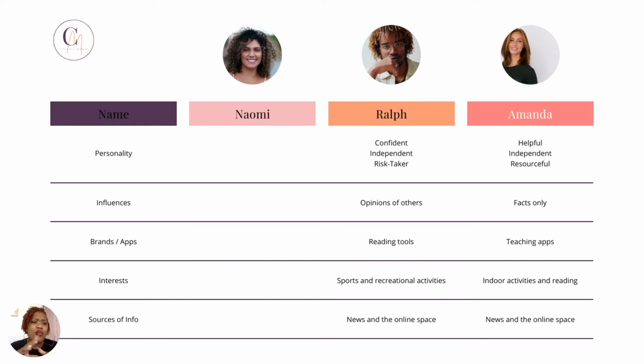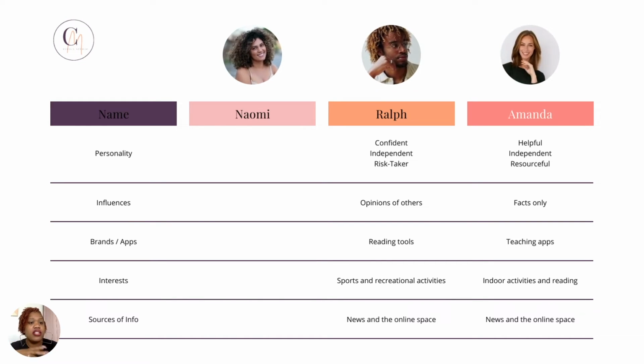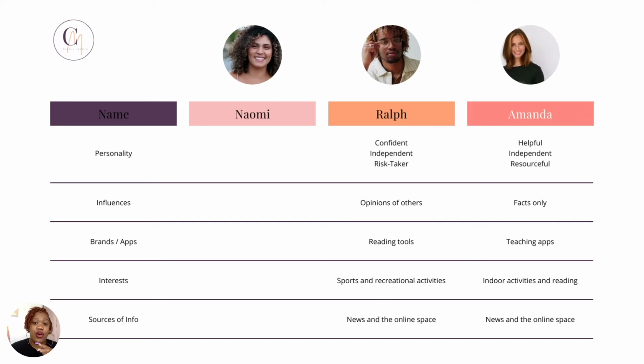Some of their interests: Ralph is really into sports and recreational activities, and Amanda is into indoor activities and reading. Some of the sources of info, where they get their knowledge from: Ralph gets it from the news and online outlets, and the same thing for Amanda.